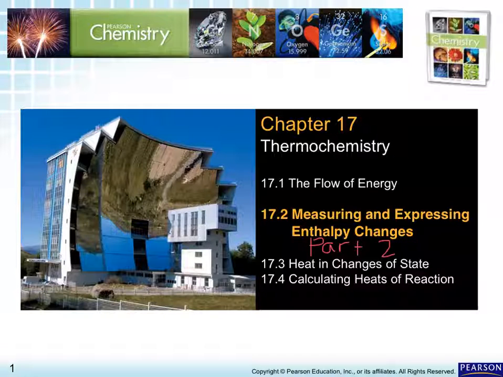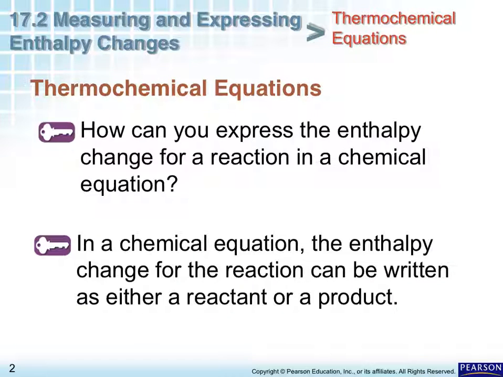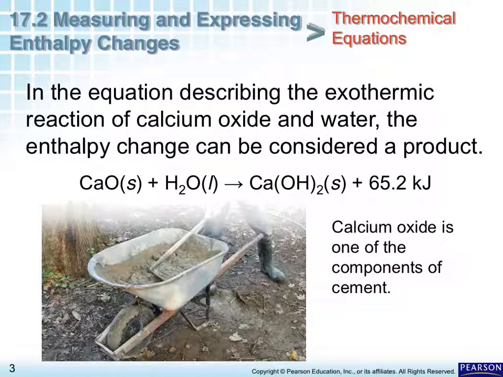So let's talk a little bit about section 2 here in chapter 17, part 2. We talked earlier that enthalpy change is delta H, and so delta H is the change in enthalpy or the change in heat, so the amount of heat produced or the amount of heat that is absorbed. And if we write it in a chemical equation, we can write it either as a reactant or a product. So here in this example, calcium oxide is one of the main components of cement.